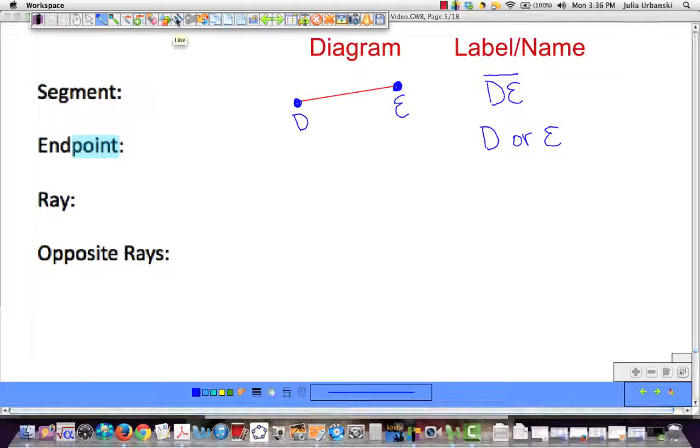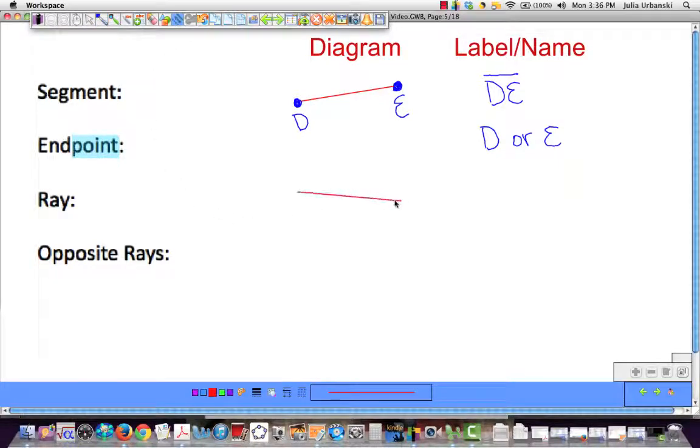A ray is a segment with 1 arrow. It starts here and goes this way, or it could go to the left. It doesn't matter. A ray has 1 endpoint and 1 side that keeps going and going and going. Now the labeling of this one is really important. Let's use the letters K and L.